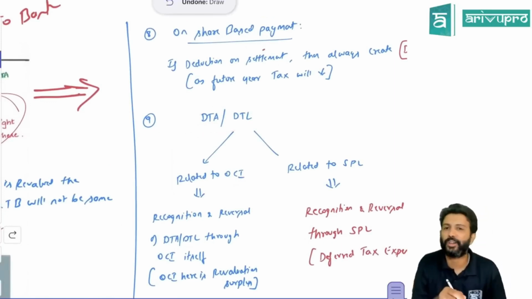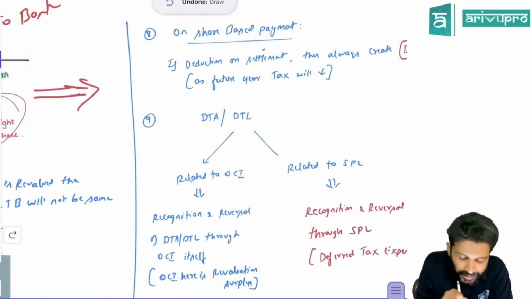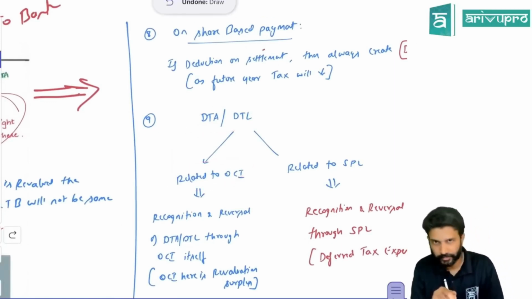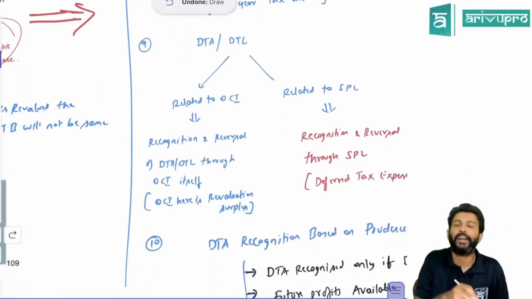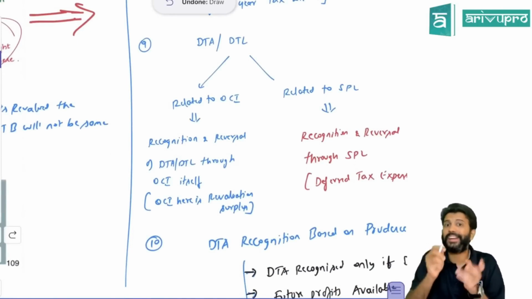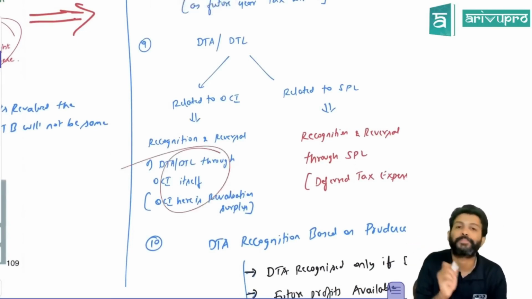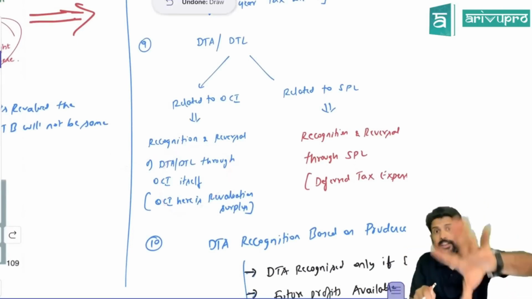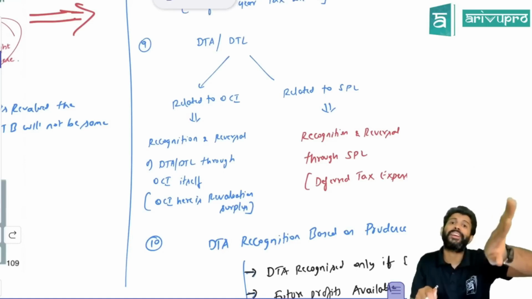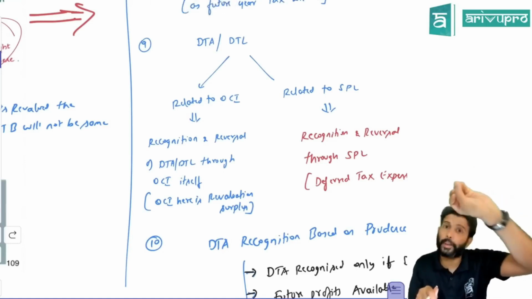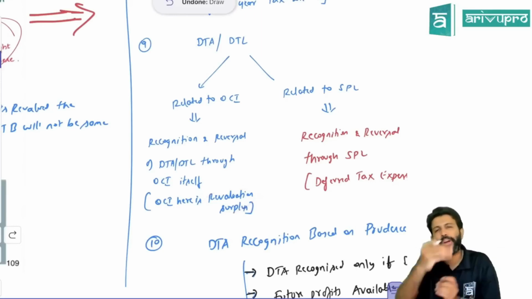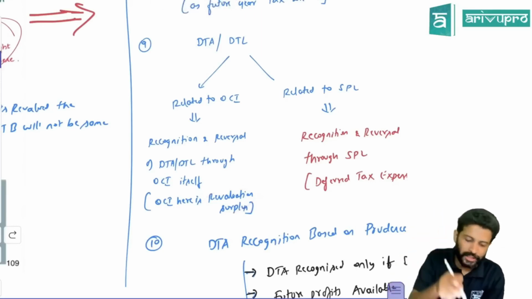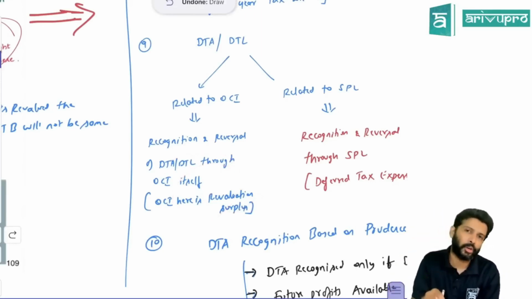Sir, DTA DTL. No, sir, check the accounting. If DTA is related to an OCI item, then recognition of DTA, recognition of DTL, and reversal of DTA DTL should happen through OCI only. Usually that OCI is revaluation surplus. You will get DTA only due to this revaluation. So revaluation surplus is the OCI that they're talking about here.